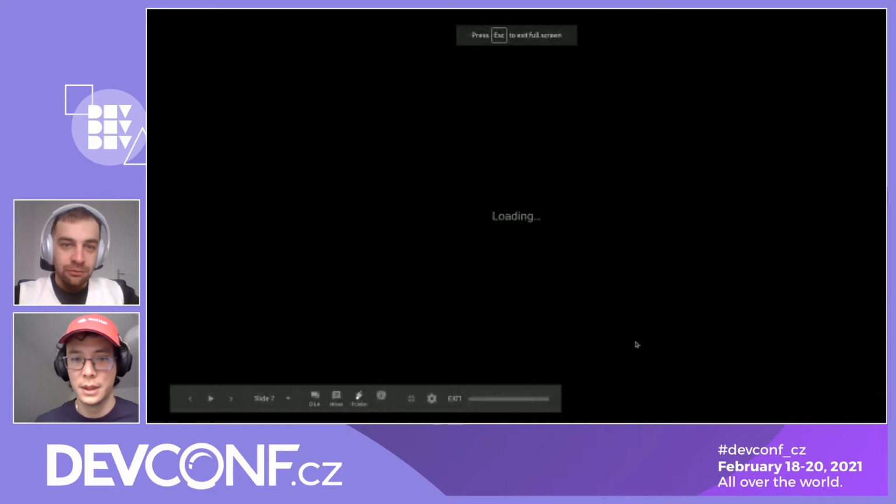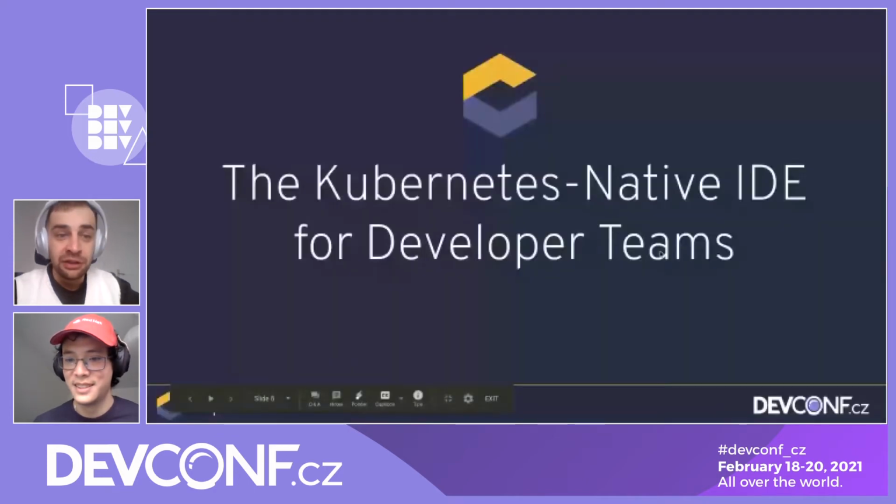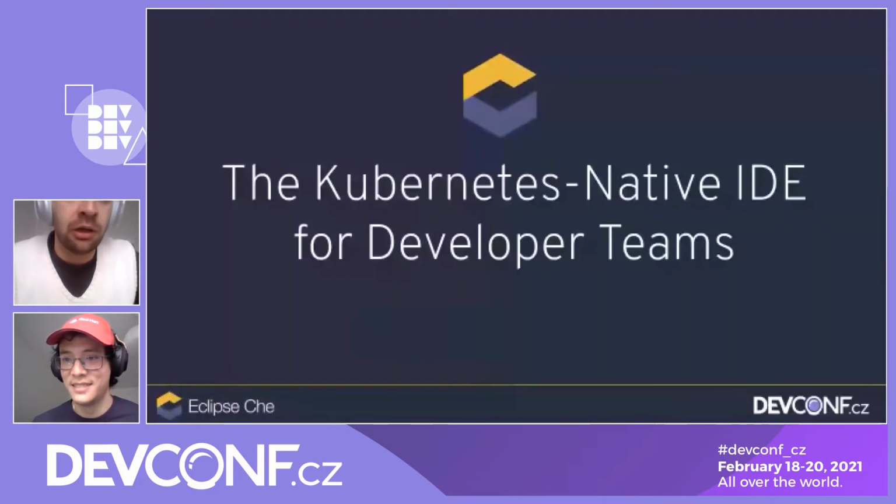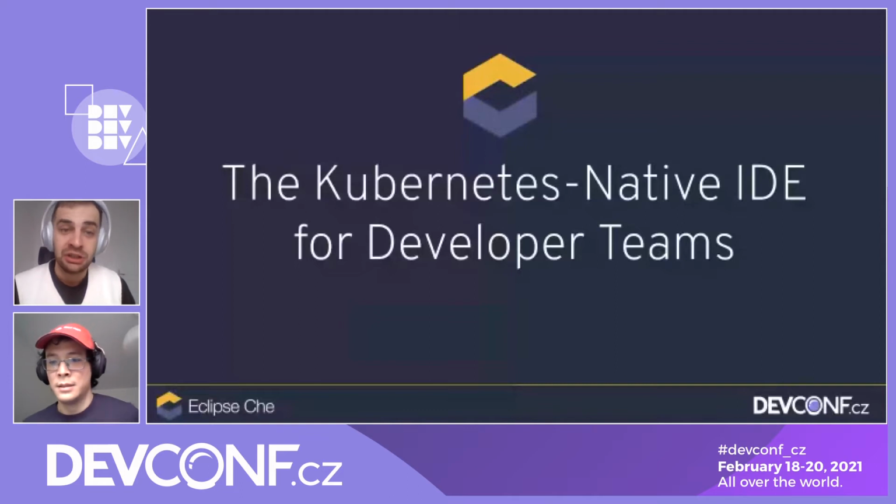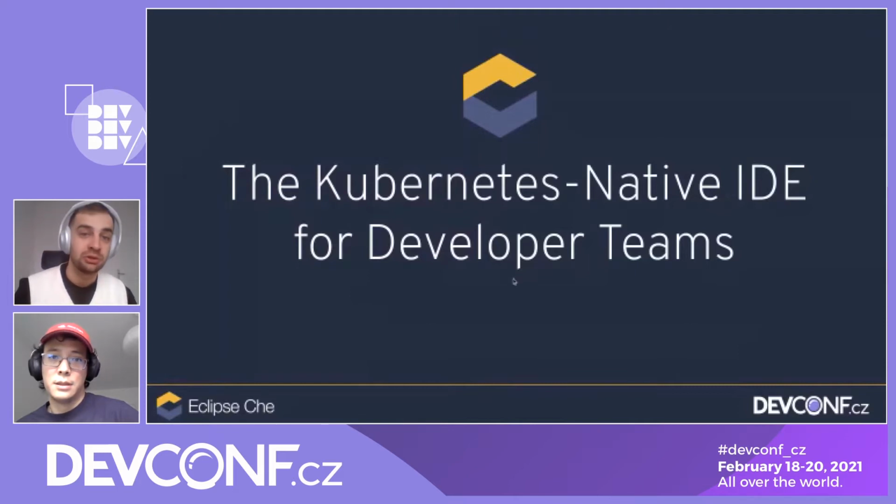Yeah, thanks, Tan, for the great Scratch introduction. And now I will tell you a little bit about Eclipse Che. Eclipse Che is the Kubernetes-native IDE for developer teams. It's also a project under the Eclipse Foundation, an open source project under the Eclipse Public License 2.0.